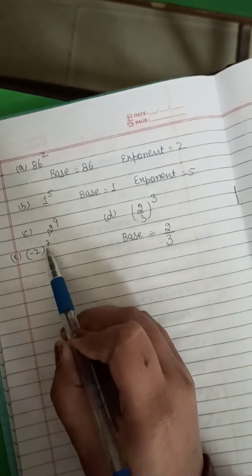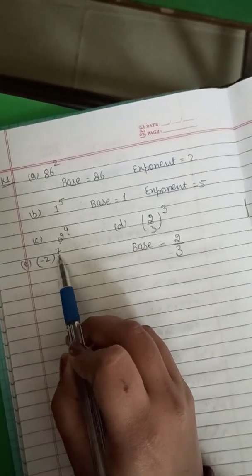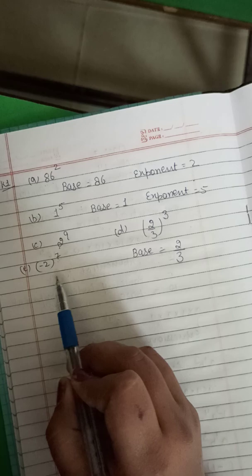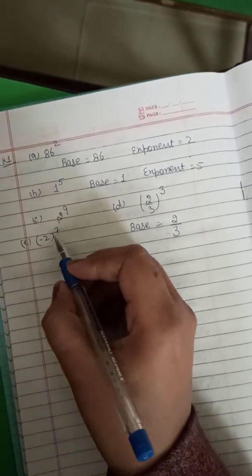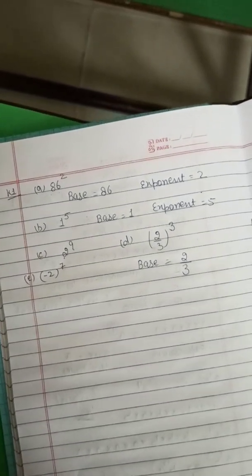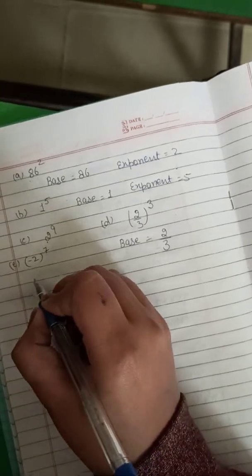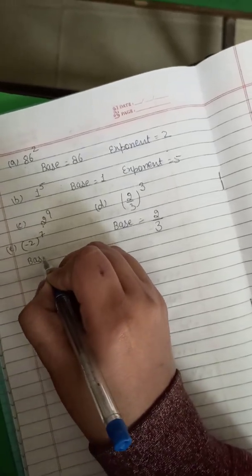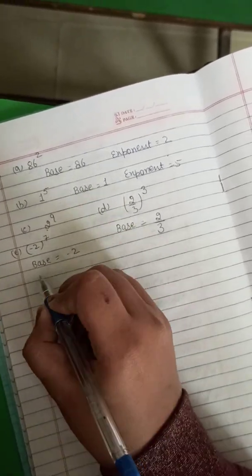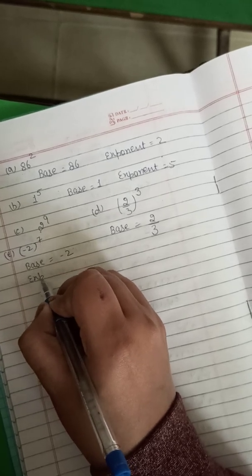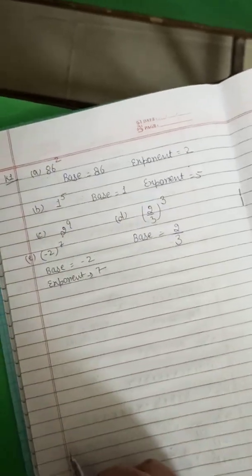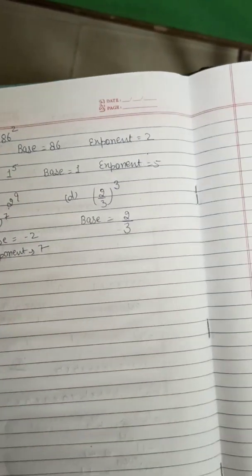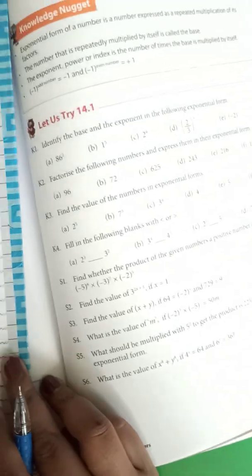So look, here the power is an odd number, power is odd. So if you multiply and find the product of this, the product also comes in the negative form, right? But here we have to find the base and exponent. So base is minus 2 and exponent is 7.